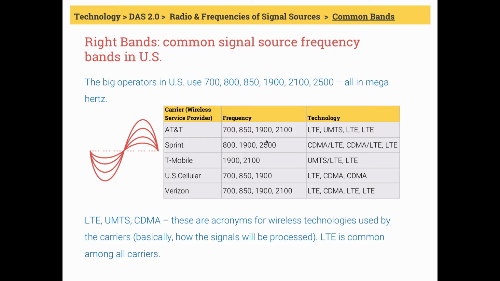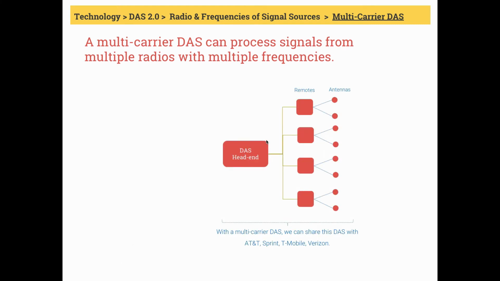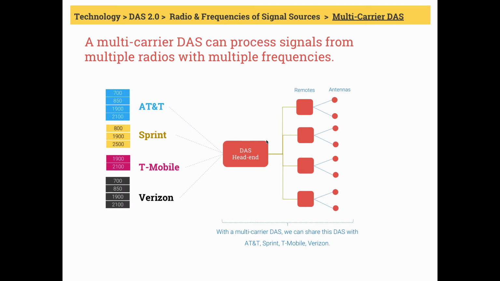Now, let's talk about multi-carrier DAS. A multi-carrier DAS can process signals from multiple radios with multiple frequencies. For example, let's look at a block diagram of a DAS that you have seen before. In a multi-carrier environment, we can share this DAS with AT&T, Sprint, T-Mobile, Verizon. That means they can share the coaxial cable, the fiber, couplers, antennas, etc. Basically the whole DAS infrastructure.